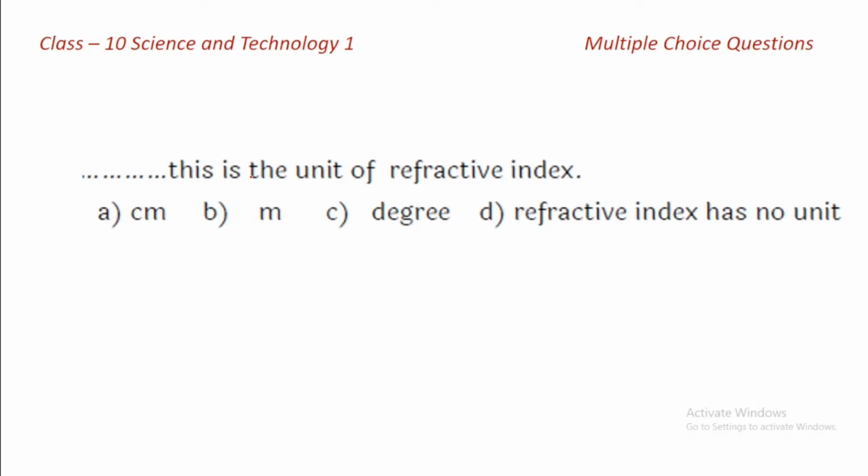Dot dot, this is the unit of refractive index: centimeter, meter, degree, and option D is refractive index has no unit. So as we know, refractive index does not have any unit. So option D is the correct answer for this question. Refractive index has no unit.